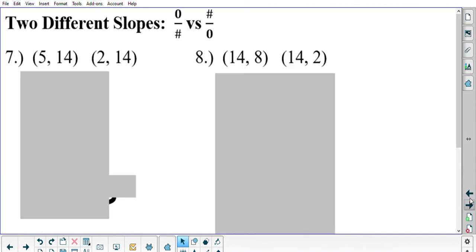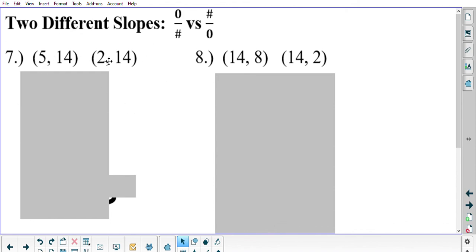All right, moving on. One last piece of your guided notes. I want you to understand that sometimes the slopes, your fractions, are going to have a 0 in the numerator or the denominator. And if the 0 is in the numerator, that's actually very different than having the 0 in the denominator. Let's look at 2 examples that are already typed up for you in your guided notes.